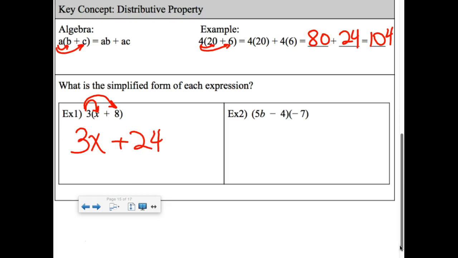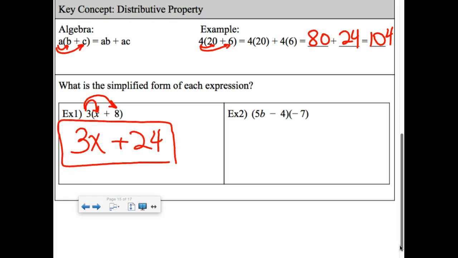All right, so this is kind of where I was talking about at the beginning. 3x and 24 are not like terms. The 24 doesn't have an x, so I can't combine them. So this is my answer. I am done. I can't take that further. I can't solve it. I can't combine it. It's done.